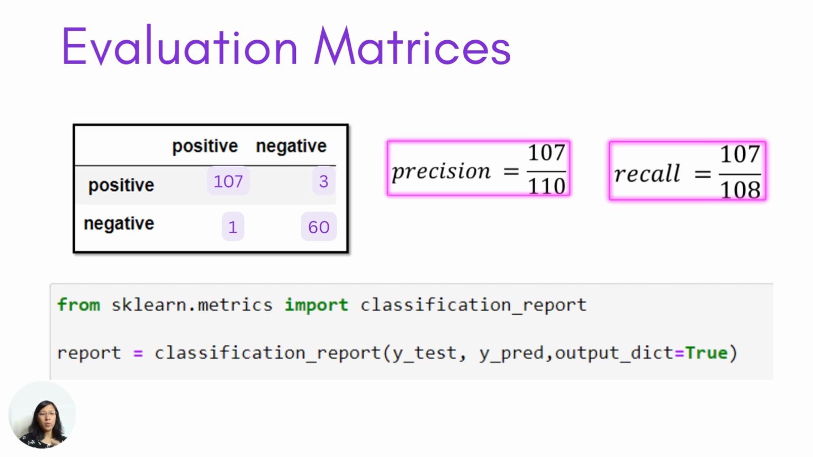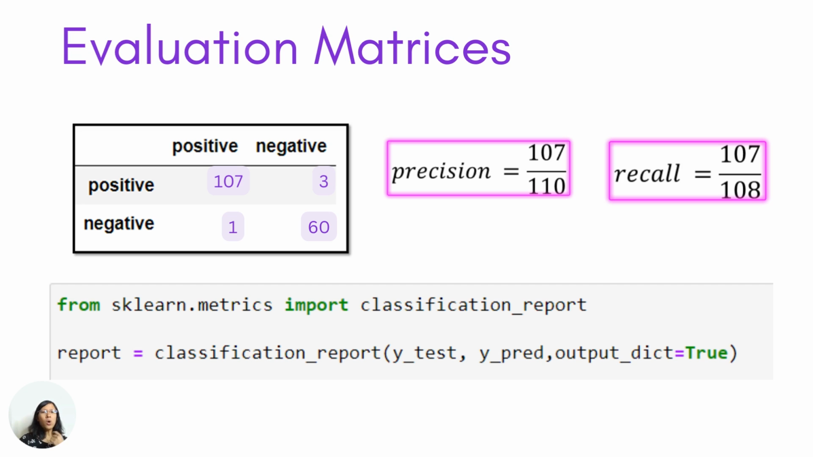Likewise, we can compute the recall. Recall measures the percentage of actual patients detected. In this example, we have 108 cancer patients, but only 107 were detected. So our recall will be 107 divided by 108, which is about 0.99.